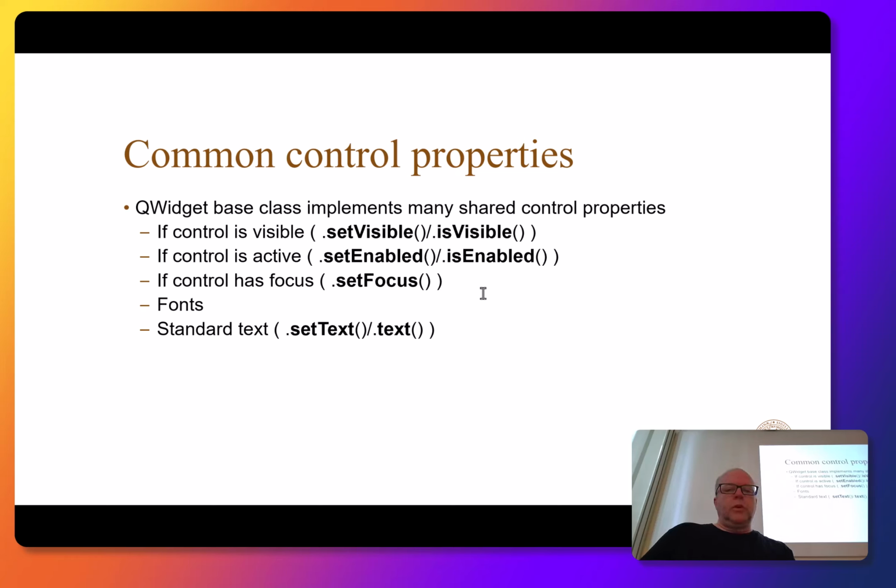So for example, you can use setVisible and isVisible. setVisible will hide the controls. It will not draw, it will be invisible. And you can check the state of a control by using the isVisible method that will return true or false depending on the visibility status.